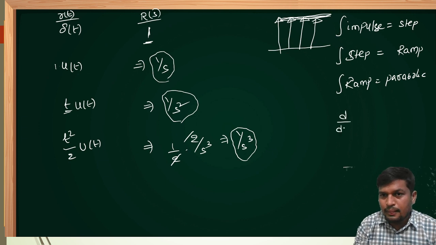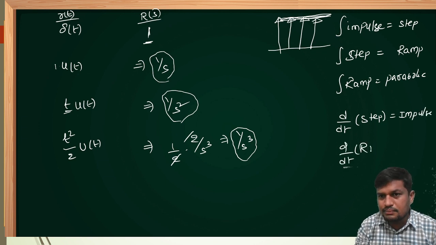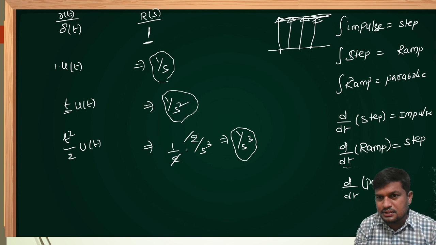Now reverse. Differentiation of the step input will give the impulse, or weighing function, we can call. Similarly, differentiation of ramp, just reverse to the previous step, gives the step input. Differentiation of parabolic will give the ramp signal.